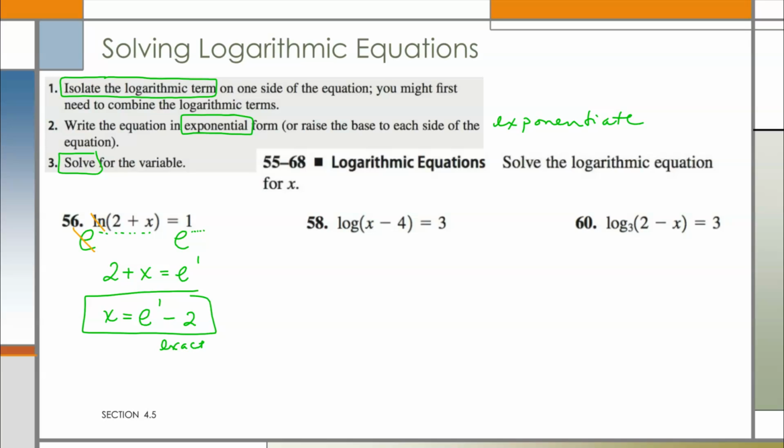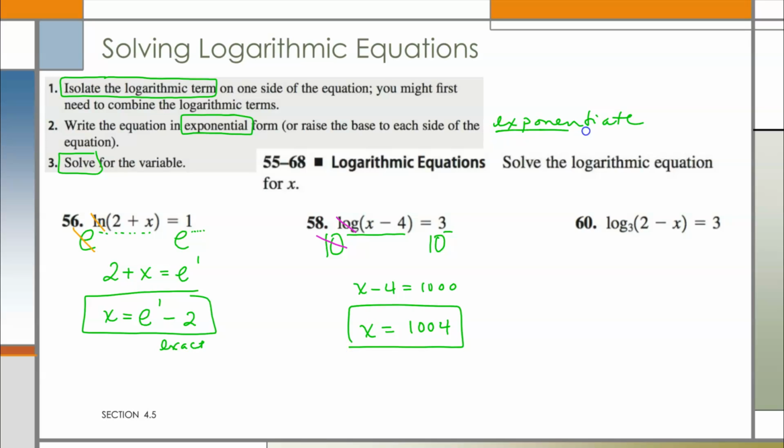Log. What is the base for log? That would be 10. So we're going to exponentiate base 10. This becomes the exponent of 10. This becomes the exponent of 10. Okay, we used base 10 so that we can cancel these out. Once we cancel those out, we're left with x minus 4 is equal to 1,000. We'll add 4 to both sides, and so we have 1,004 as our solution.